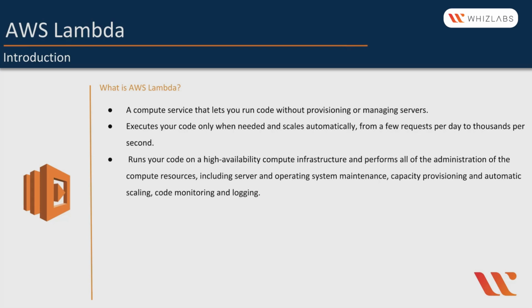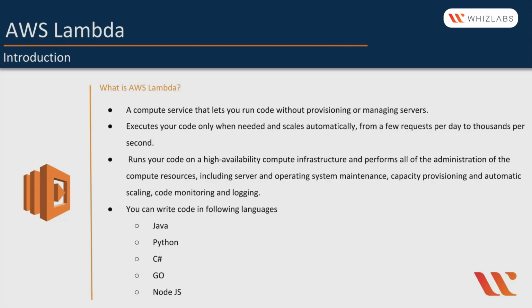AWS Lambda runs your code on a highly available compute infrastructure and performs all of the administration of the compute resources, including server and operating system maintenance, capacity provisioning and automatic scaling, code monitoring and logging. All you need to do is write your logic in Lambda supported languages. Below are currently supported by Lambda, which are Java, Python, C# or .NET, Go and Node.js.